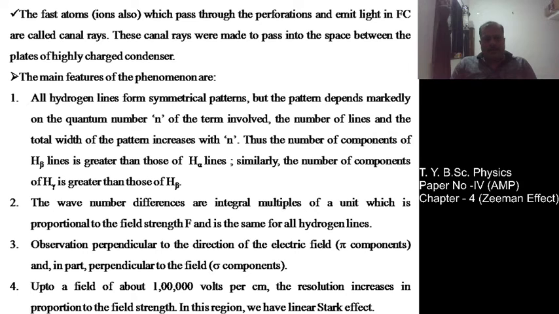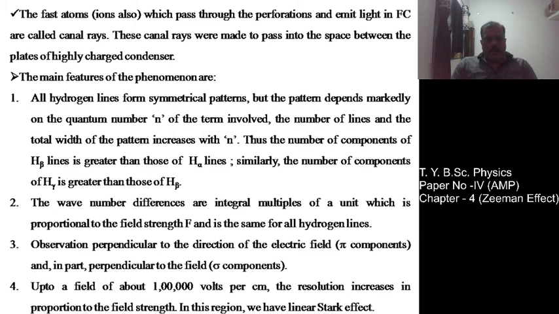Thus, the number of components of the H beta line is greater than that of the H alpha line, because for the H alpha line n is equal to 1 and for the H beta line n is equal to 2. That's why the H beta line has more components than the H alpha line. Similarly, the number of components of H gamma is greater than that of H beta. For H beta, n is equal to 3, and for H gamma, n is equal to 4. That's why it is greater than H beta.